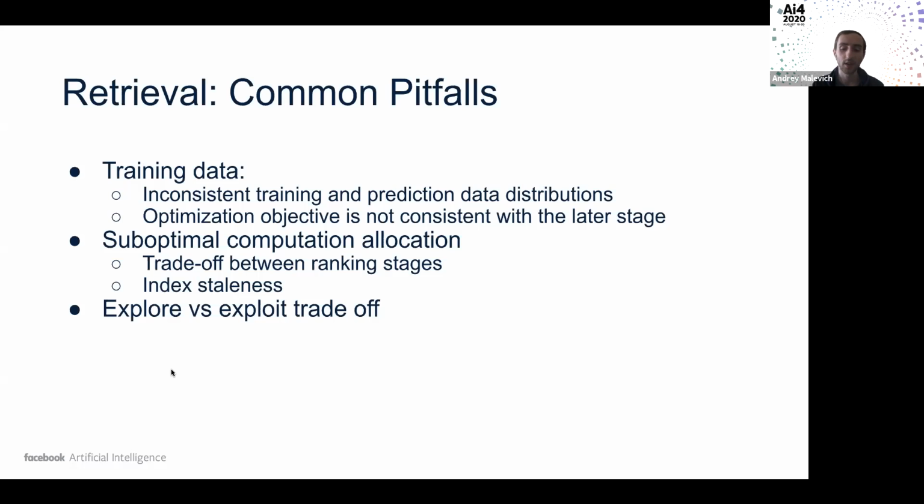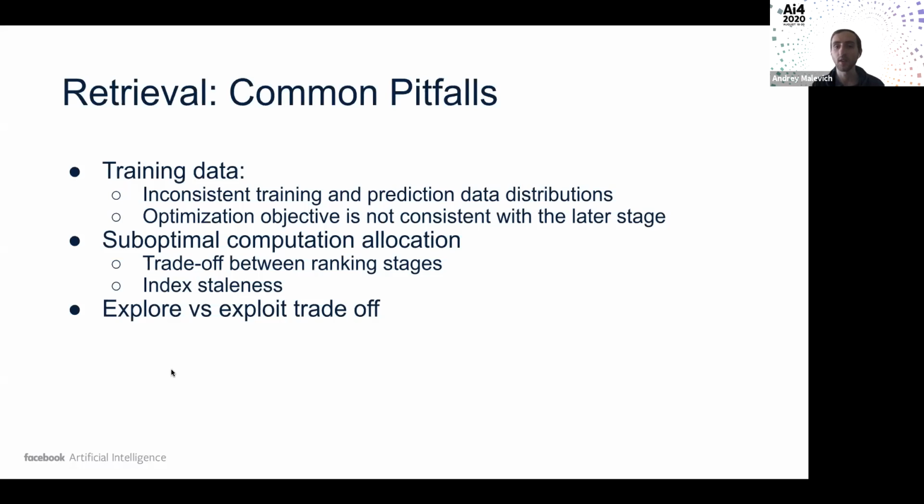As a result, if one is using only a set of items that have been explicitly interacted with by the user to optimize the retrieval stage, it might produce a non-optimal outcome, because this is not the data set, or this is not the space over which you're optimizing.